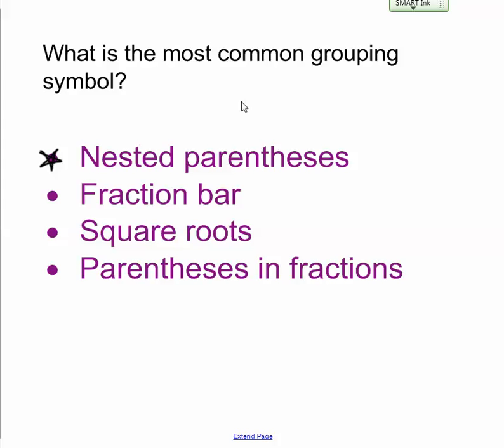So we began today by talking about what other common grouping symbols you have to learn, because there are a lot more than just the ones that you learned in BEDMAS. And so these are the four that you learned today. How do you deal with nested parentheses? How do you deal with a fraction bar as a grouping symbol? How do you deal with a square root sign or a radical sign as a grouping symbol? And what do you do when you have parentheses in fractions?